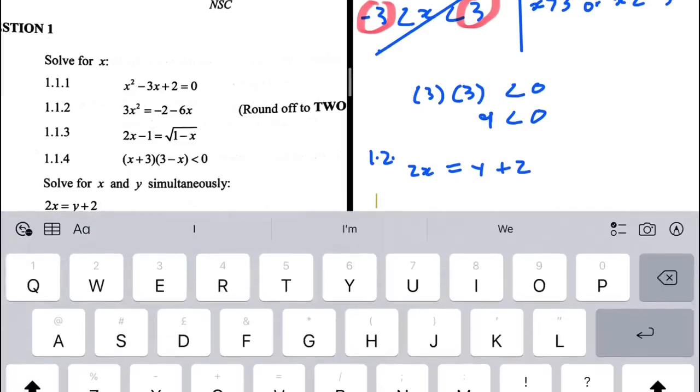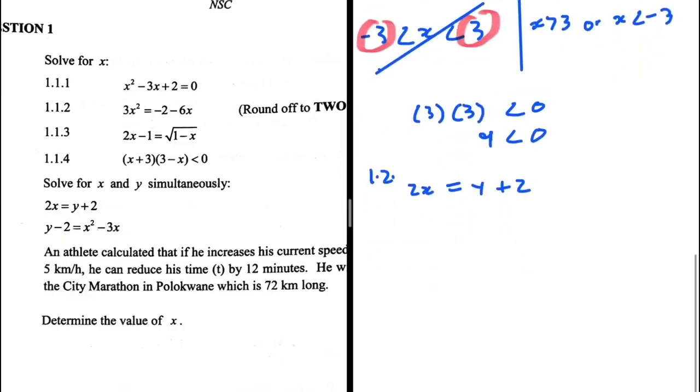And then the second equation, I'll tell you why I'm laughing.